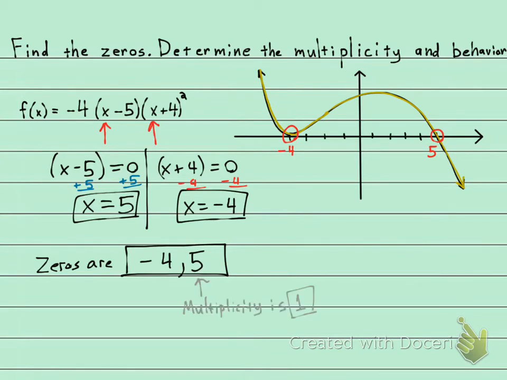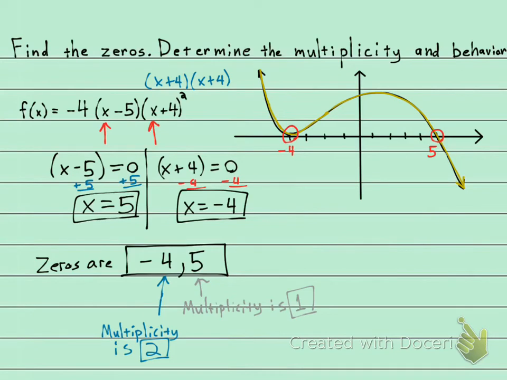And now when we look at the -4, it actually happens twice. Okay, you see the squared? Let me show you another way to write this. What if we wrote it out twice? x plus 4 times x plus 4. So now you see how that it happens twice. So the multiplicity of the smaller zero, which is the -4, is 2.